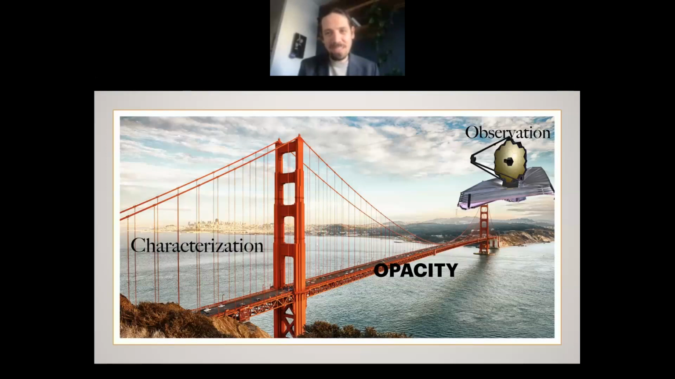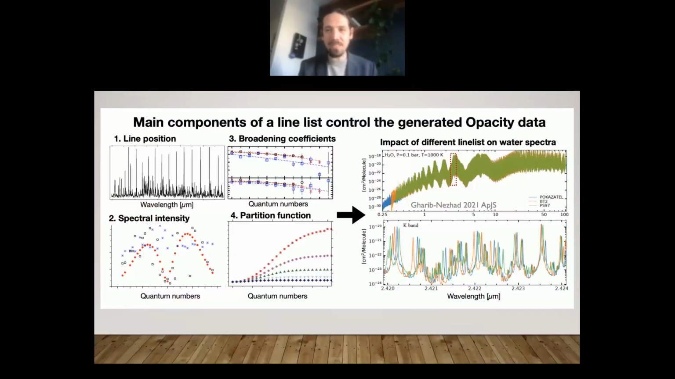Opacity data are important because they provide you with a template to understand if you have, I don't know, water, if you have methane, if you have nitrogen as a background gas, etc. And so, a little bit about opacity data.